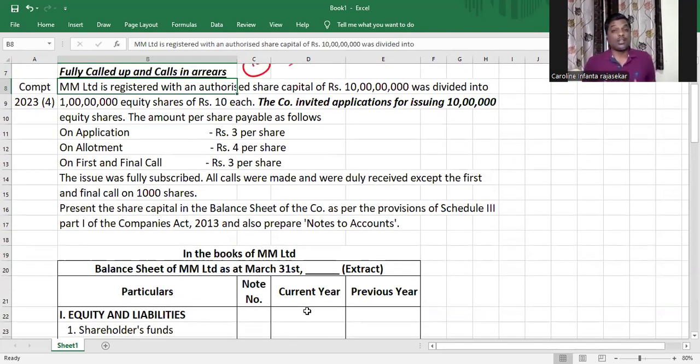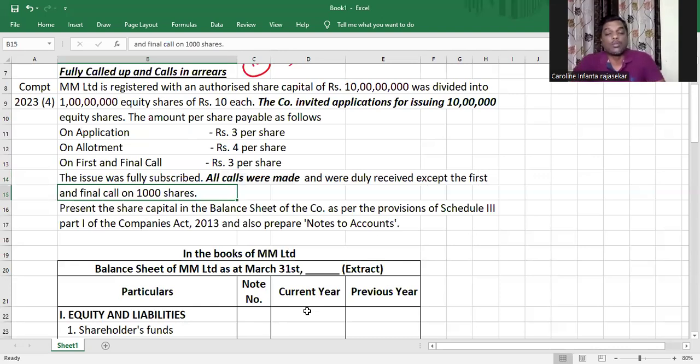The first step to determine if I have fully paid up capital is if I have fully called up the shares. The question says that all calls were made, which means what? I have fully called up all the shares. Am I right or not, my dear children?